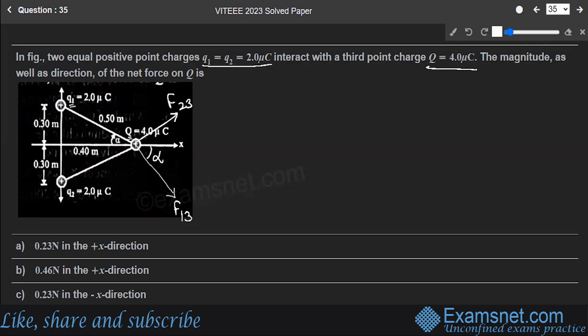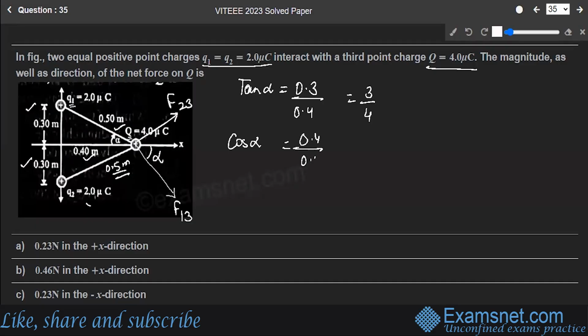Now, first thing, you just have to note down this distance is 0.3. This is also 0.3. This is 0.5. This is 0.4. And even this is 0.5 meters. So first thing, the tangent of alpha is given by the perpendicular upon base, that is 0.3 upon 0.4, or this is equal to 3 by 4. And the cos of alpha is equal to base upon hypotenuse, that's 0.4 upon 0.5, that is equal to 4 upon 5.